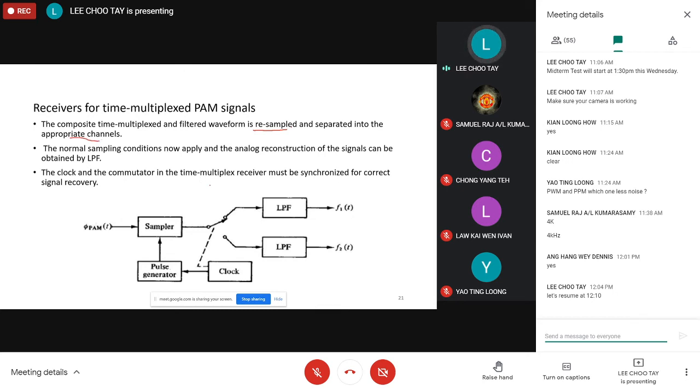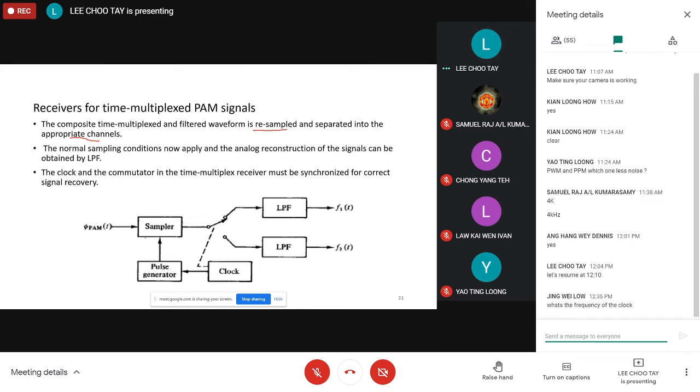If you look at this circuit at the bottom, again we need a clock. This clock needs to be at the same frequency and also the same phase as the clock we use at the transmitter, so that we can recover the incoming multiplexed PAM signal accordingly. This clock controls this commutator. We read the first sample, which belongs to signal number 1, so we pass it to the low pass filter of signal number 1 to recover signal number 1.